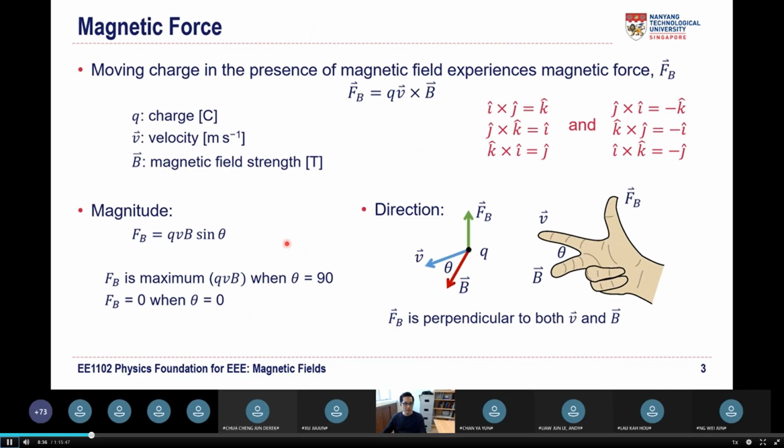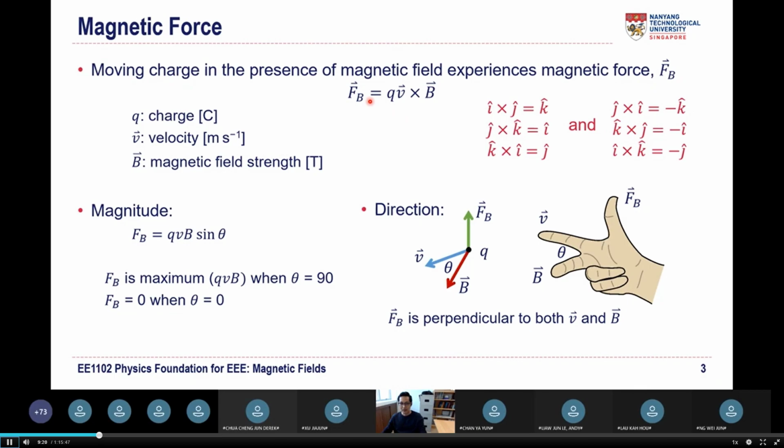So when you have a moving charge and it is moving in the presence of a magnetic field, that charge is going to experience some force, and that's called magnetic force. Remember when we had an electric charge, plus or minus, and it was in the presence of an electric field, it experienced a force, right? And that force was the Coulomb force. So we had to multiply the charge times the electric field. Now, similarly, when we have a moving charge in the presence of a magnetic field, it will experience a force, and this is given by the magnetic force.